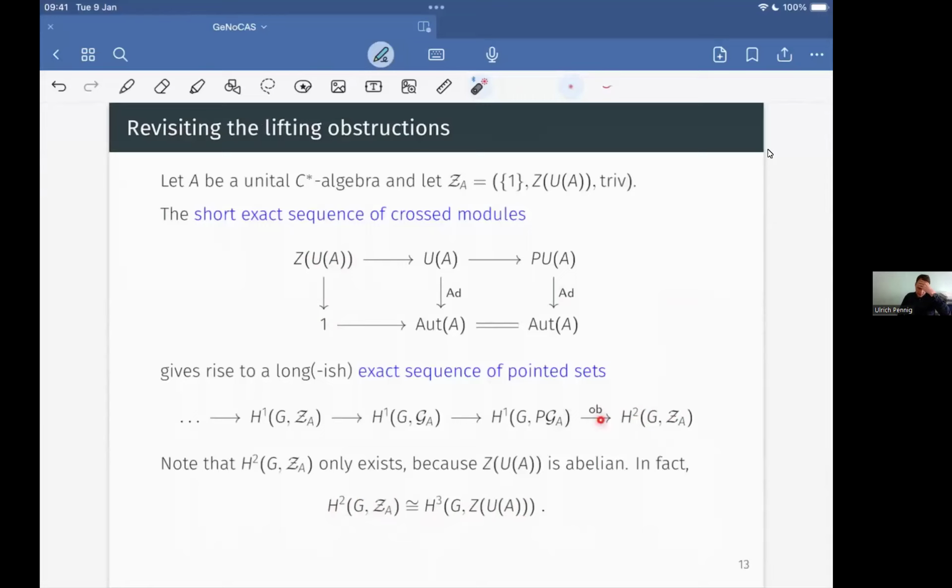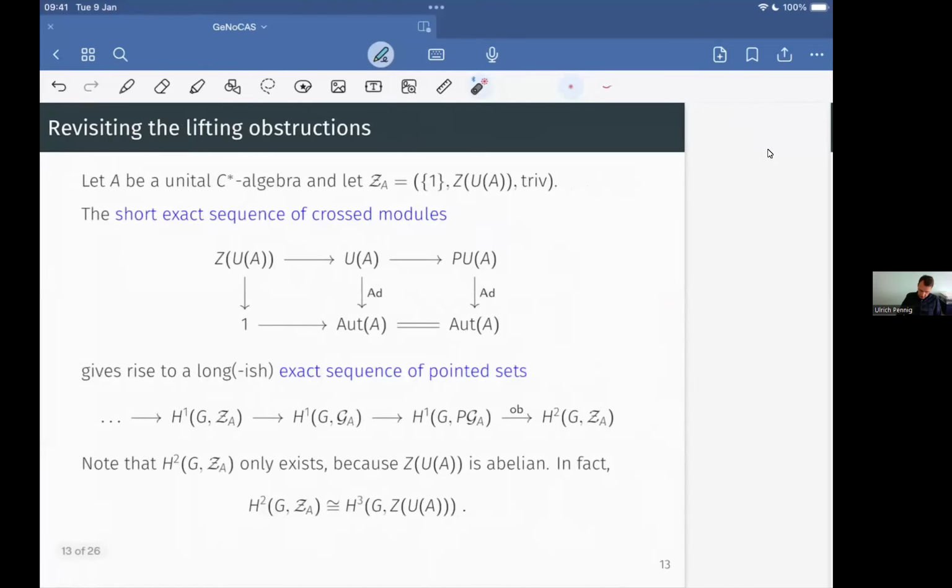And this last map here, remember that this was G-kernels up to conjugacy, and this is now this. This last map here is exactly the obstruction that we've seen before. Right. So that's how you see the first lifting obstruction.